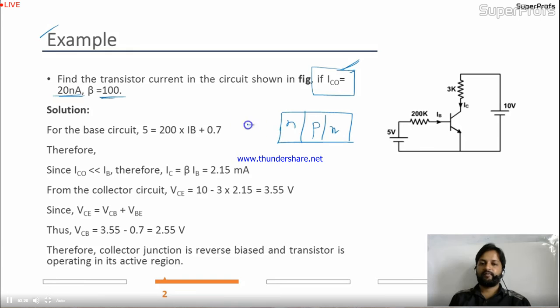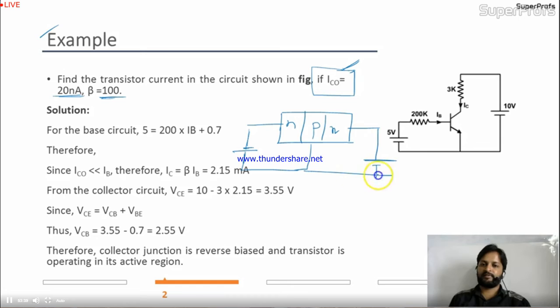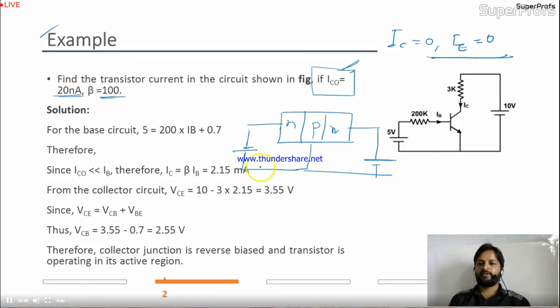NPN. Is it okay? Now suppose you have done this reverse bias. This is the reverse bias. This is also reverse bias like this. Both junctions are reverse biased. In the reverse bias, will there be any current in the circuit? IC will be 0. IE will be 0. The circuit is in cutoff. When both junctions are in reverse bias, we have studied earlier that this is the cutoff region.